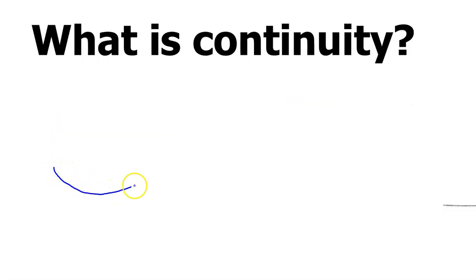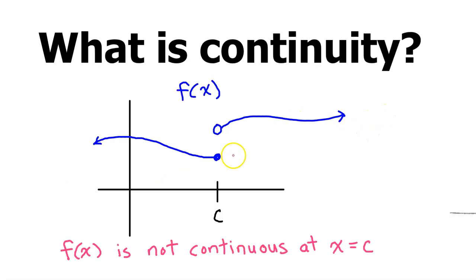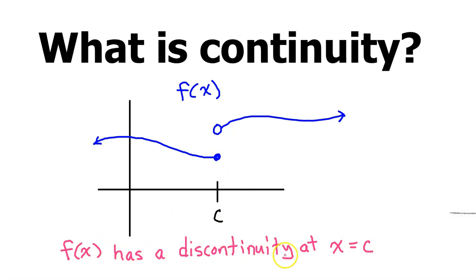Basically, a function is continuous if it is unbroken. If there is a break in the graph at c, we say f of x is not continuous at x equals c. Or we can say that f of x is discontinuous at x equals c. Or we can say that f of x has a discontinuity at x equals c. Basically, a discontinuity is a break in the graph.